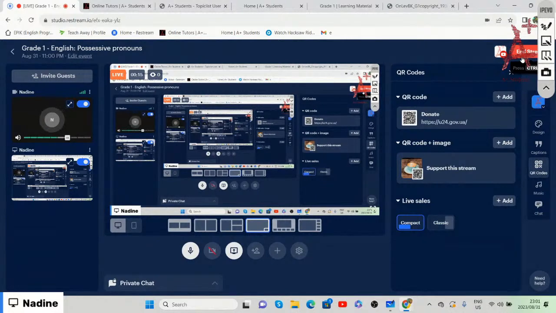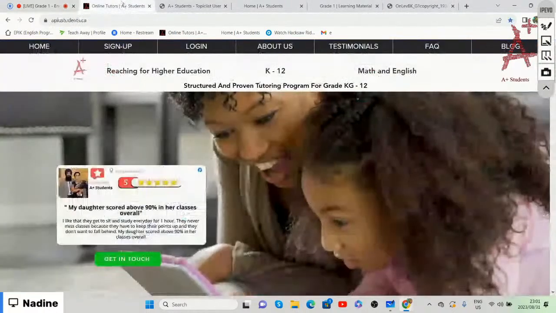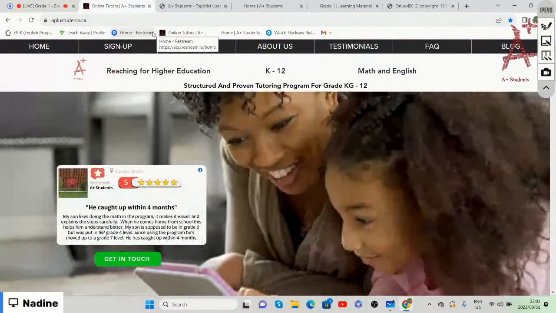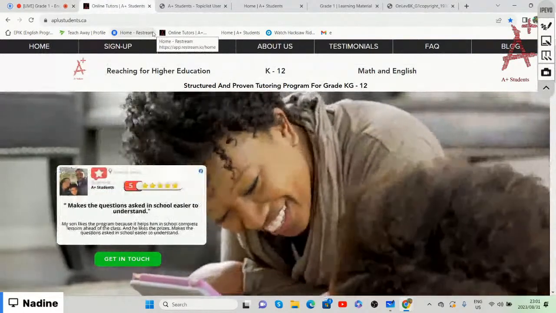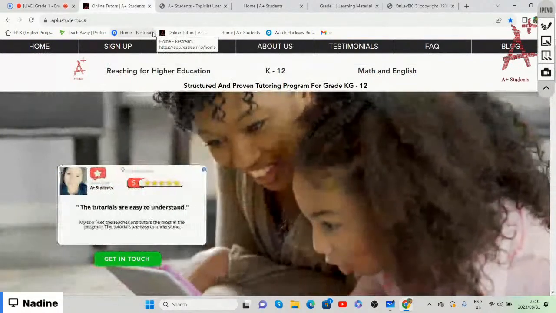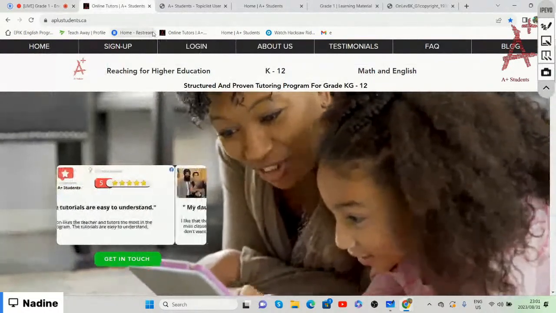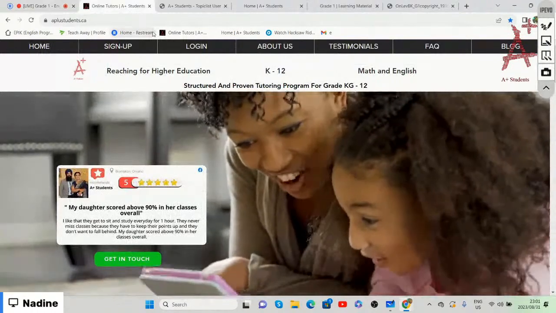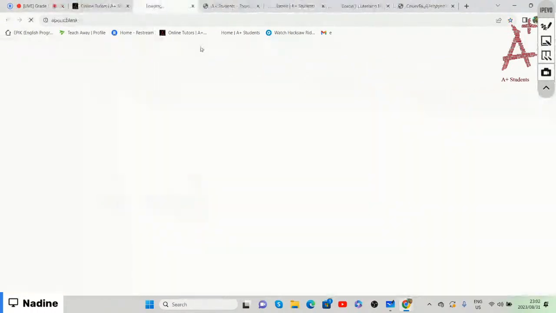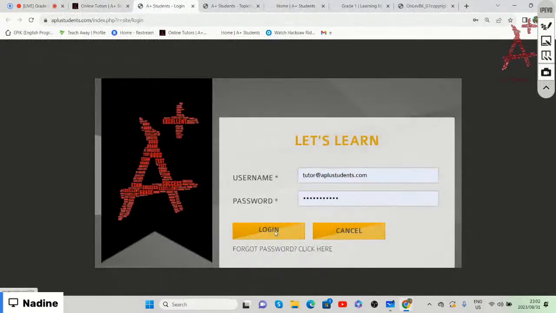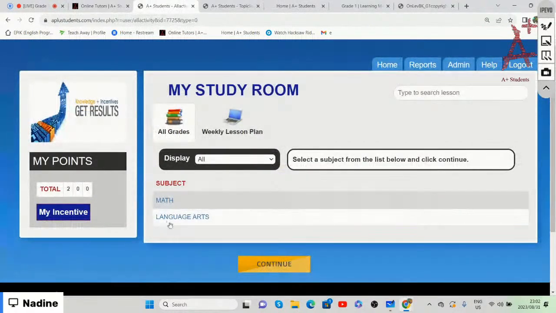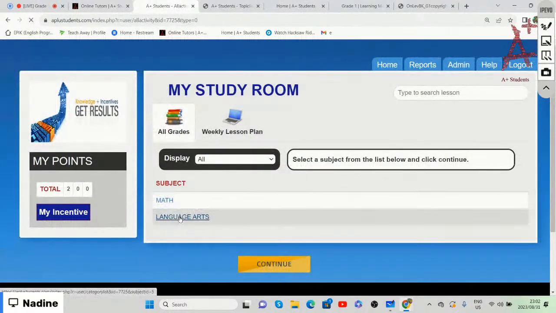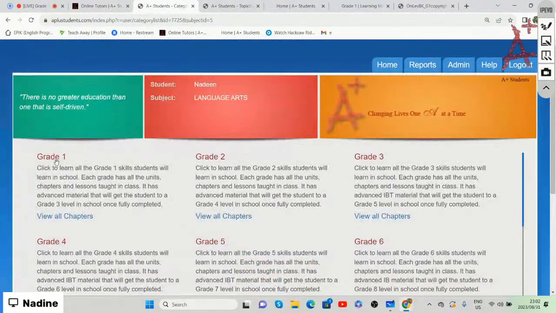All right, so for today, we'll be doing our grade 1 English lesson on possessive pronouns. And before we start with our possessive pronouns, you're going to go to a+students.ca, and then you're going to log in with your username as well as your password, and select the subject of language arts, grade 1.